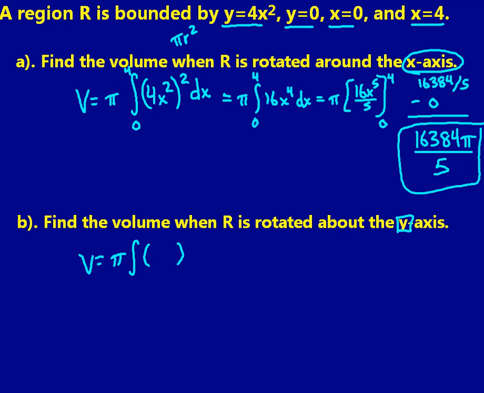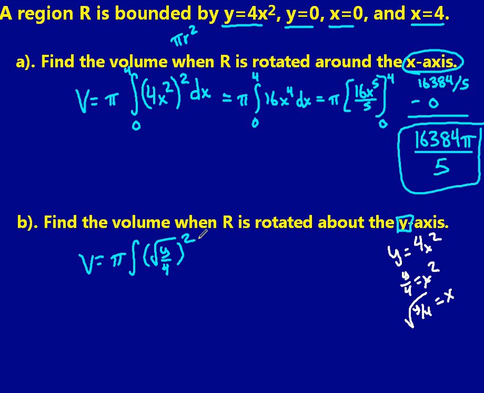So what I'm going to do is I'm going to take my original function, y equals 4x squared, and I need to now solve for x to get it by itself. So divide by 4, and then take the square root. The square root of y over 4 will equal x. That is now the function that I'm going to plug in to my integral equation here. The square root of y over 4.